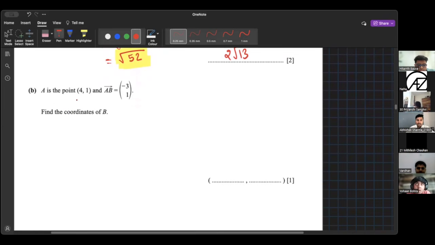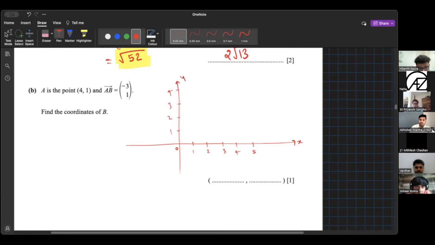Part B, it says A is the point 4, 1 and AB is minus 3, 1. Find the coordinates of B. Now, there are two ways to figure out the answer for this one. Let's say you draw a rough sketch. This is 0, this is 1, 2, 3, 4, and 5. This is our x-axis. Y-axis 1, 2, 3, and 4. This is our y-axis. Now, 4, 1 will definitely be here. Point A, 4, 1.